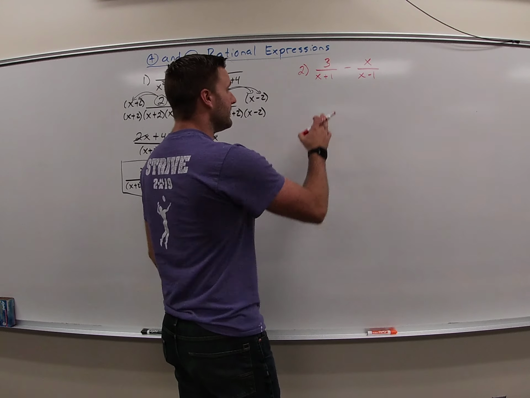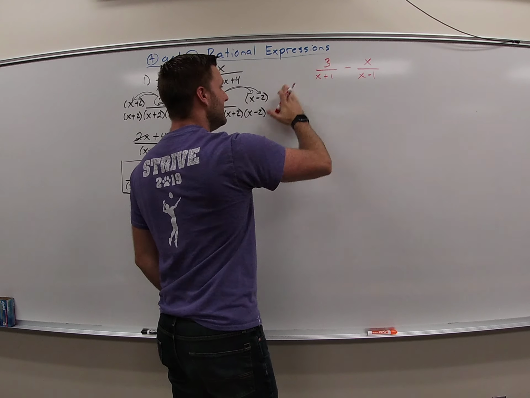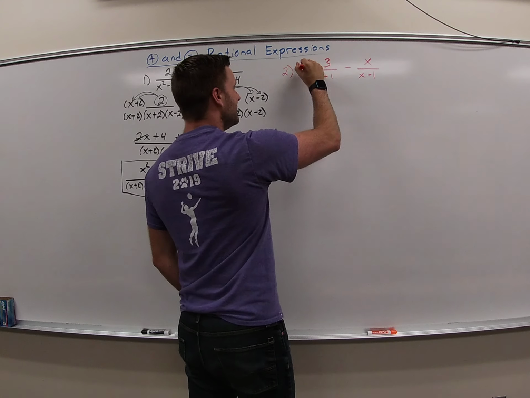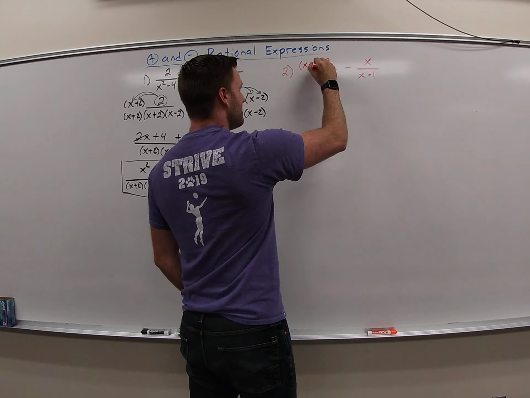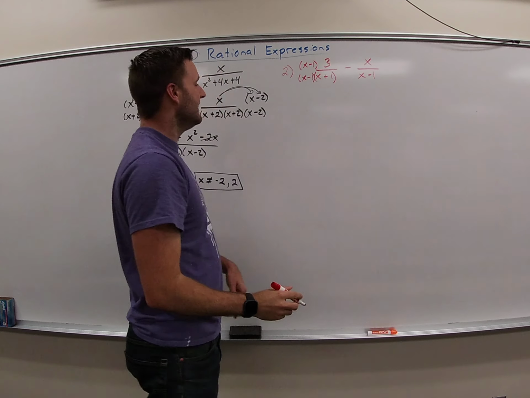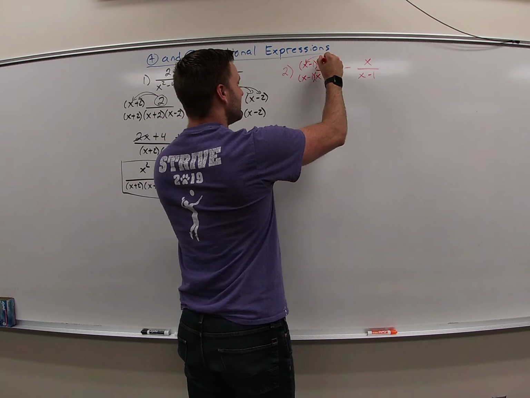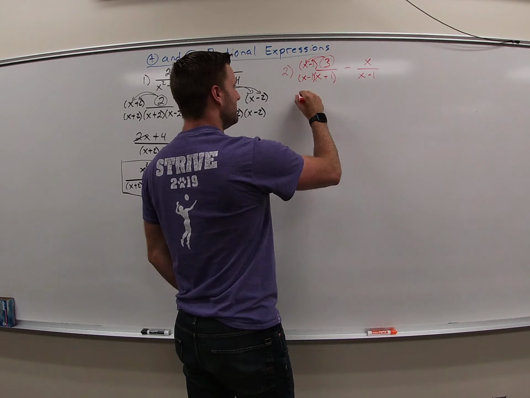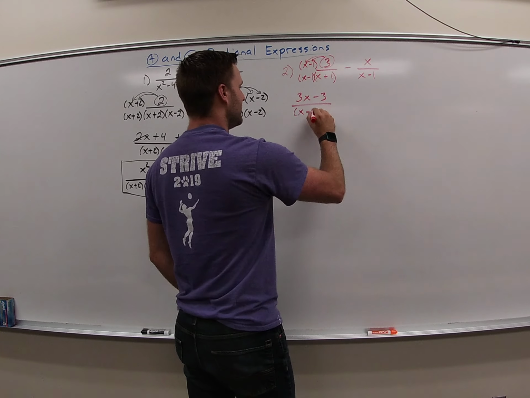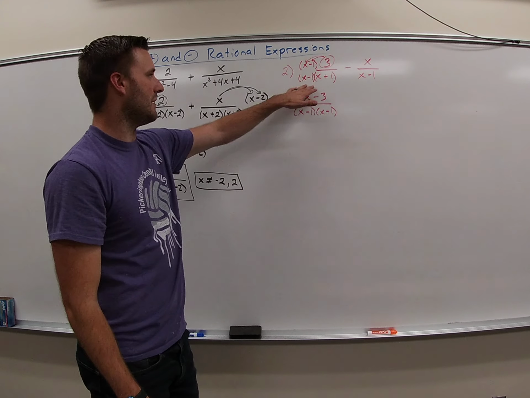Now, over here, we have x plus 1 and then x minus 1. So what is this x plus 1 missing? It's missing this x minus 1. So what I need to do is multiply the top and bottom by an x minus 1. When I do that, 3 times x minus 1 gives me a 3x minus 3. And this is all over x minus 1, x plus 1. So I just dropped the denominator down.